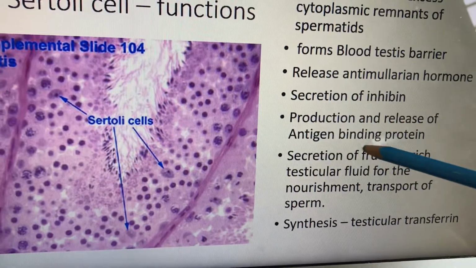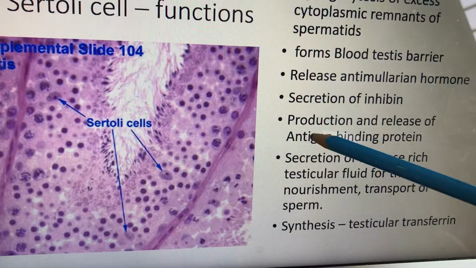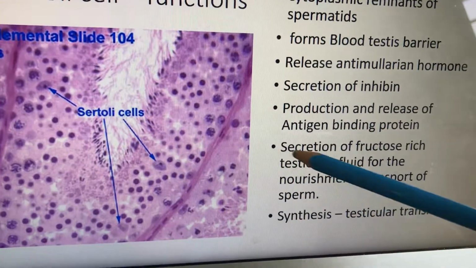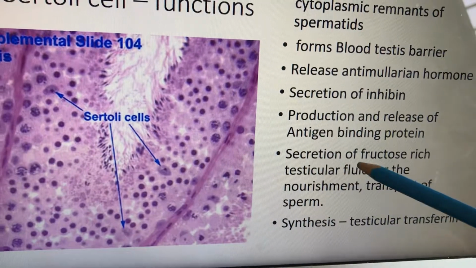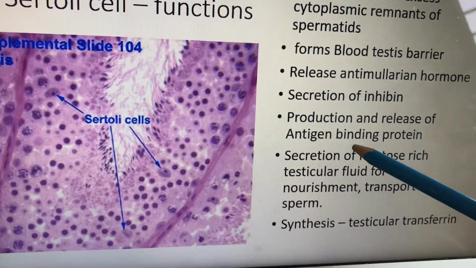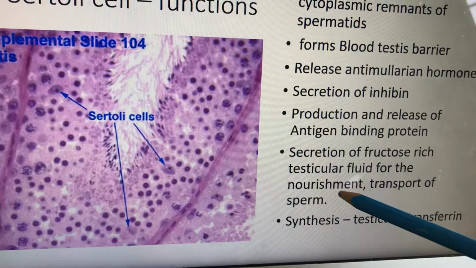So who is holding the testosterone? Androgen binding protein, that is produced by your Sertoli cells. And the next one is secretion of fructose rich testicular fluid. Fructose rich means highly energy containing fluid, so it is for the nourishment of the sperm.